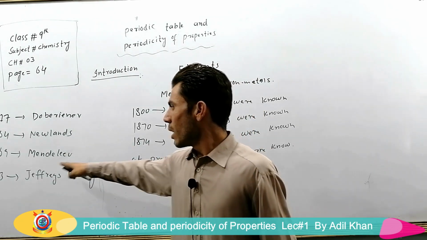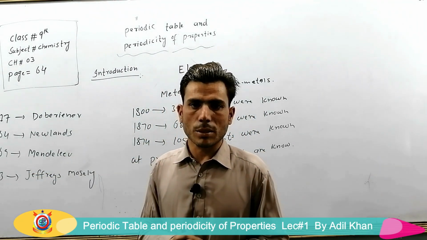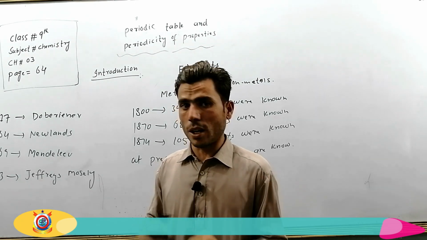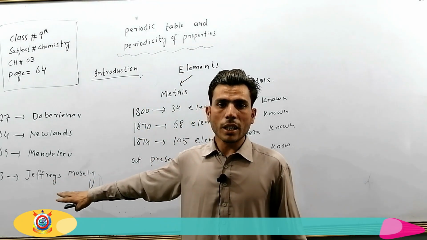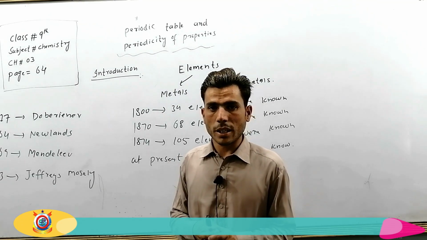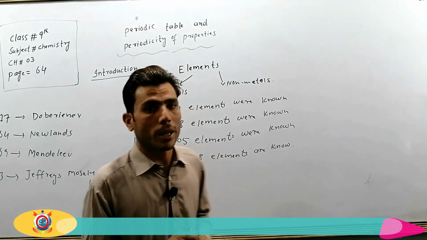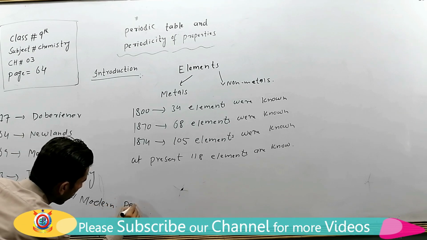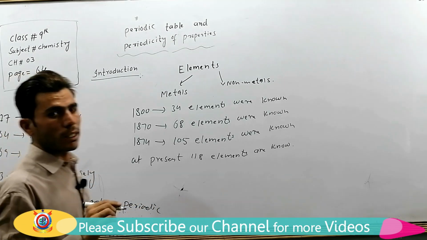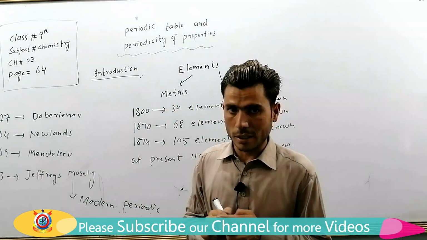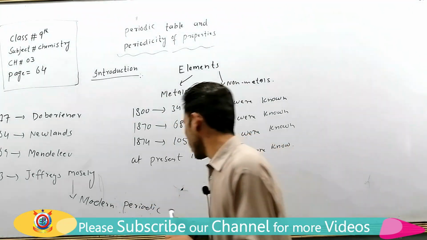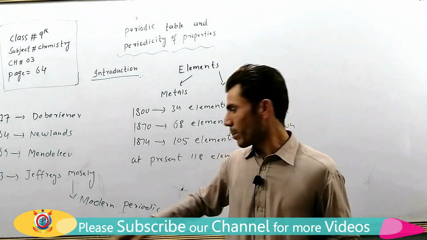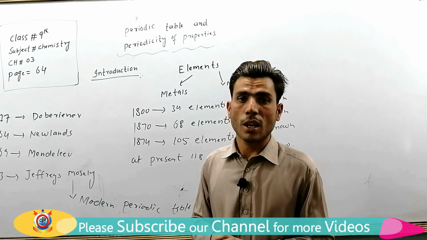But among these scientists, the most correct and accurate classification of elements was made by Henry Moseley. He properly arranged the elements, and the periodic table he arranged is known as the modern periodic table. This is the most correct classification of elements. Nowadays, the periodic table that we use is the one put forward by Moseley.